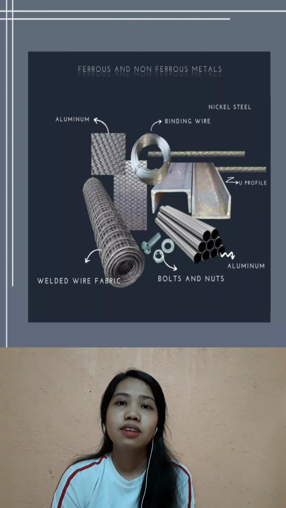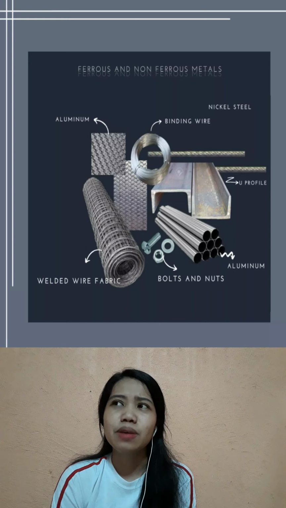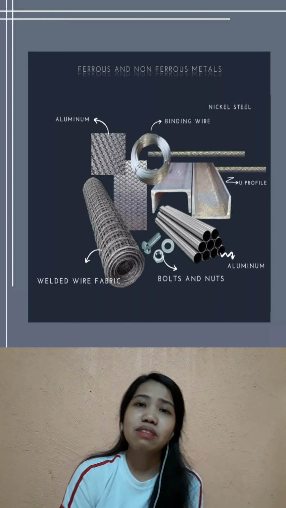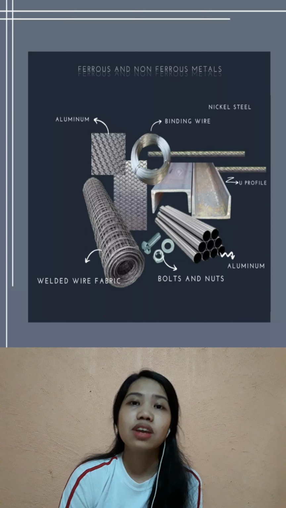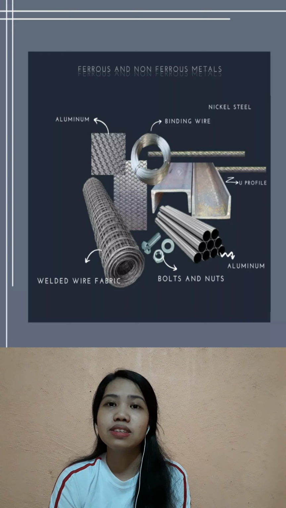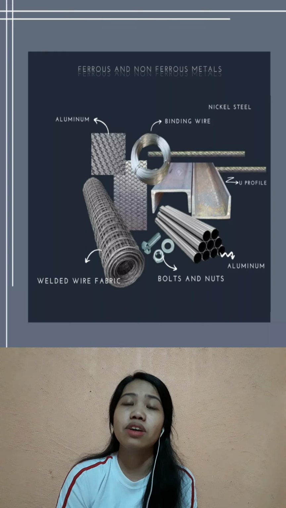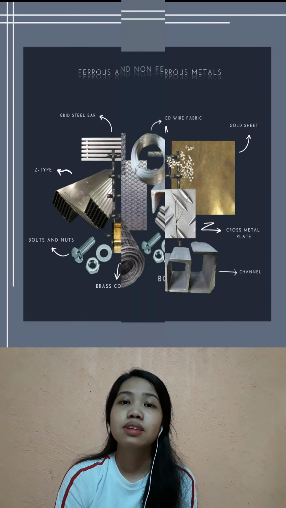Next is bolts and nuts. Bolts and nuts are important hardware metals with the main function of holding or fastening two or more objects or components together. They come in varying sizes from small, medium to large, and so on and so forth.